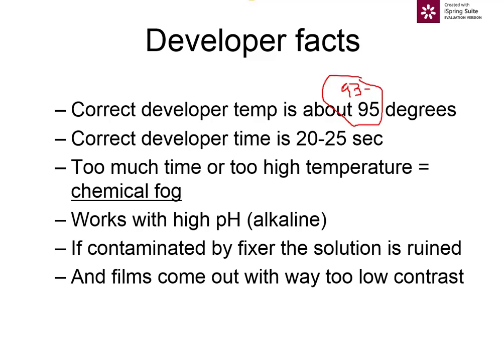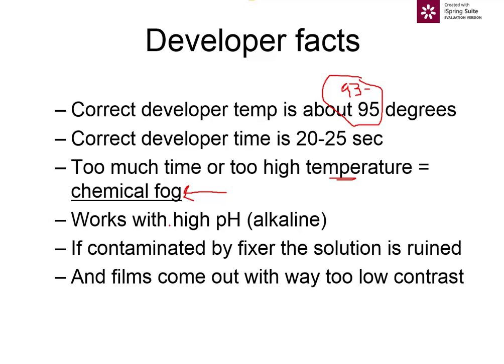Okay. Now, as I mentioned before, the developer time has to be consistent too. It was generally 20-25 seconds thereabouts. And if you get right down to it, if you went too fast, then you would not have enough development. If you were too slow, then there would be too much development. And either in that case, or if the temperature was too active, what you ended up with is an overall darkening of your image because of overdevelopment. We called it chemical fog.